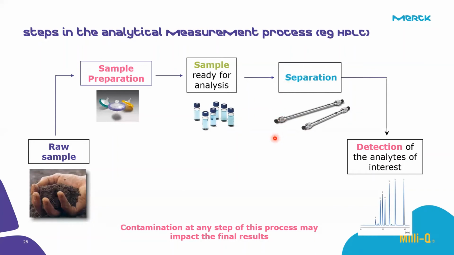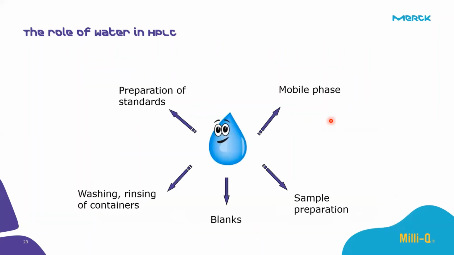And also to mention that for our products from MERCK, we cover from end to end. So we have, of course, the water purification system, the filters, the vials, the reagents like acetonitrile and methanol. We also have the columns as well. The role that water plays in HPLC is in the preparation of the standards, washing and rinsing of the containers. And we are talking about ultra-pure water or type 1 water, mobile phase, sample preparation, and also running the blanks. So very critical role in HPLC.